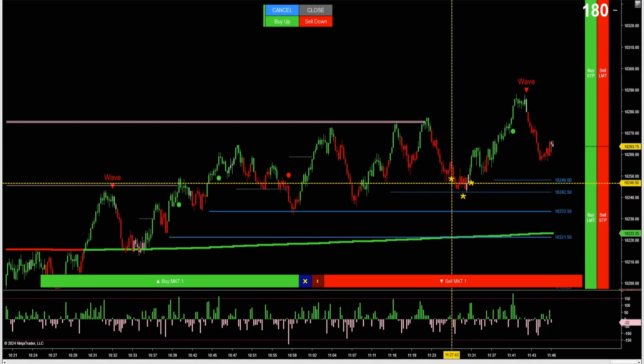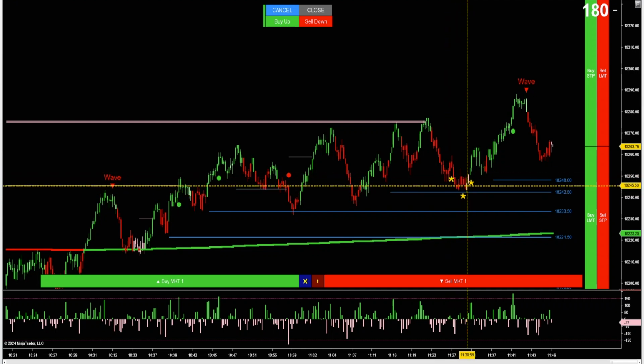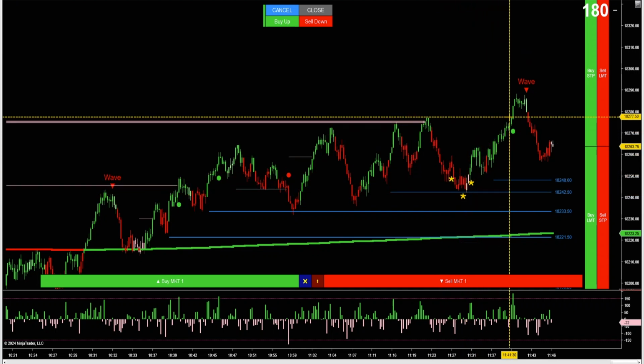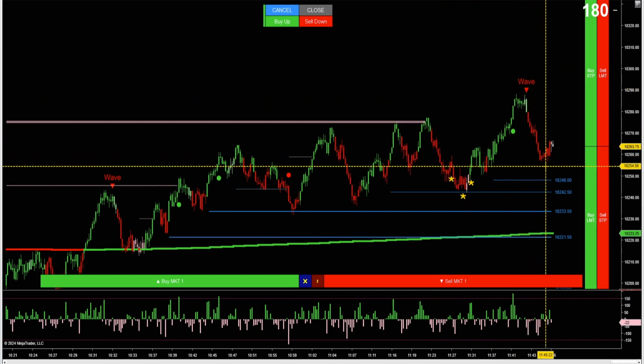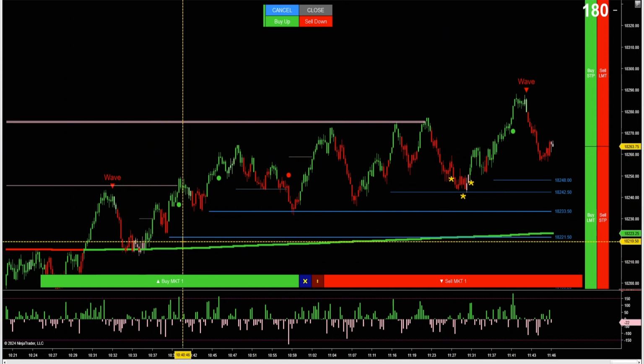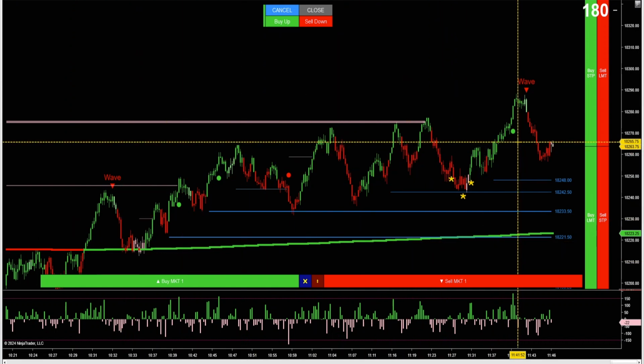Here around 11:30, we get 3 cumulative delta divergence signals. Nice strong move up, wave signal, solar wind turns red, nice move down. So that was the first 2 hours on a 300 tick chart.